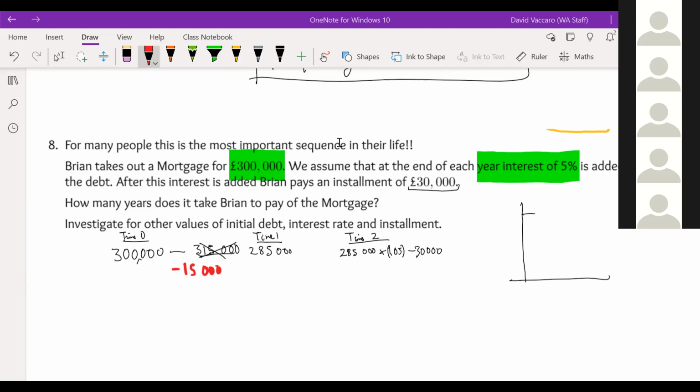Next comment in the chat, though, is that in the second year, the debt goes down by more than 15,000.